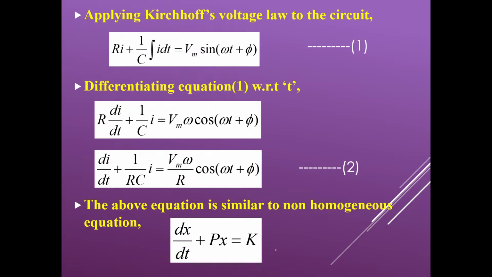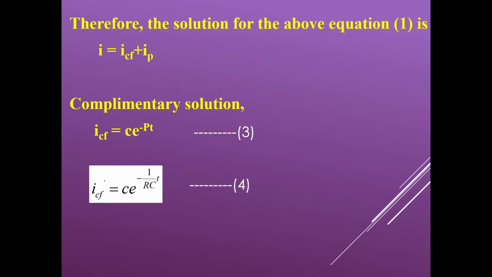Now we can write the solution for this expression. As you might know, the solution of the current will have two parts: one complementary part and another particular part. So let us see the complementary part. The complementary part and the particular part are the solution for the equation. So i equals i_CF plus i_P. What is i_CF? The complementary part of the solution is C e to the power of minus P t, where P is 1 by RC. So i_CF is equal to C e to the power of minus t by RC. Consider this first one as equation 3 and this one as equation number 4.